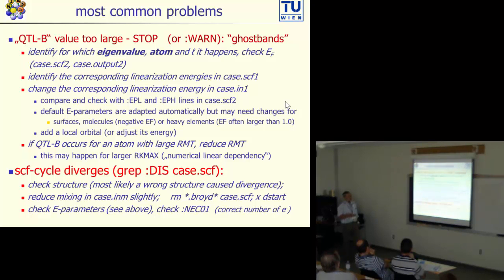The SCF cycle may not converge, or eventually diverge. I would say with modern mixers, it does not happen very often anymore. If it really happens, in 90% of cases it's because you have a wrong structure. There are still cases with many F electrons which could be difficult to converge, and then you may get help eventually or some tips.